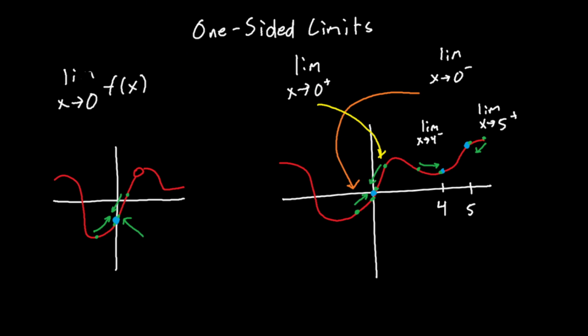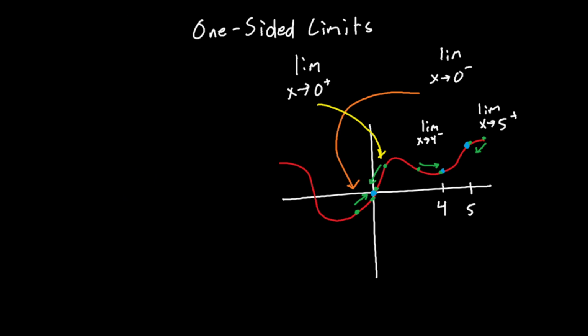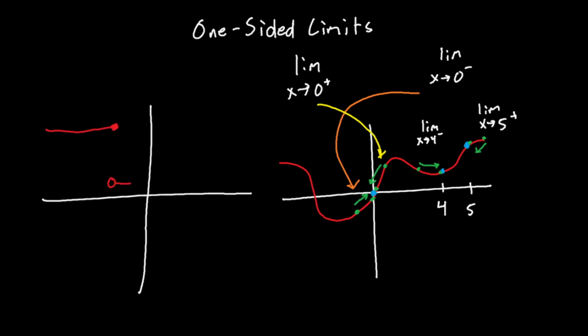And the reason why this is important is because you're not going to get good-looking graphs like this all the time. You're going to get graphs that are discontinuous. And in discontinuous graphs, in some places, a limit doesn't even exist. So two-sided limits can fail to exist, but one-sided limits can still exist.